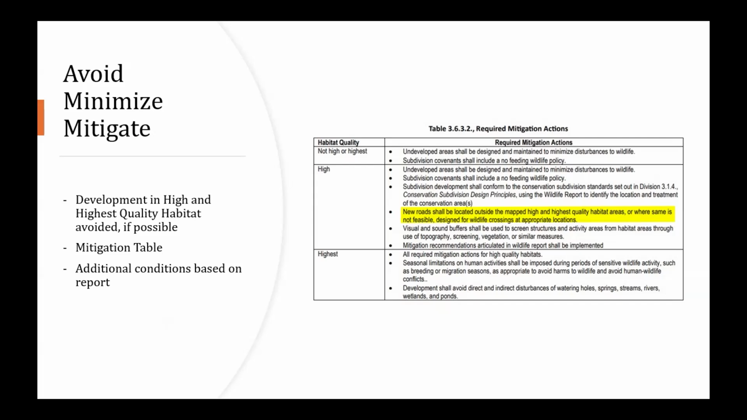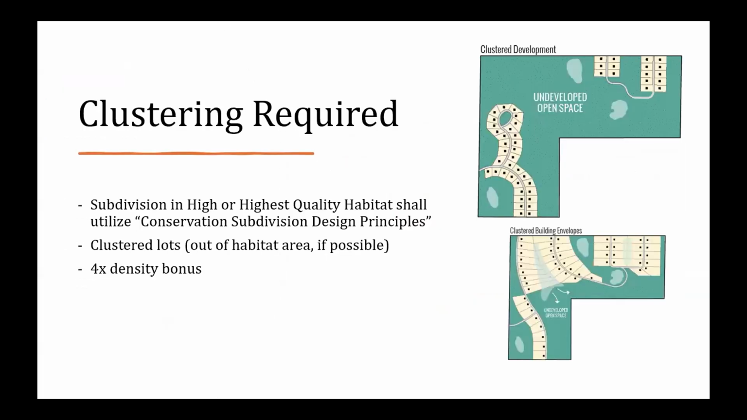If you're in the highest quality habitat, for example, we have specific requirements for the siting of roads, as well as mandating safe passage structures if necessary. New roads shall be located outside the mapped high and highest quality habitat areas. So we have codified that you cannot build a new road through that highest quality habitat if it can possibly be avoided. One of the other things we've done to try to increase some of this connectivity is required clustered subdivision design.